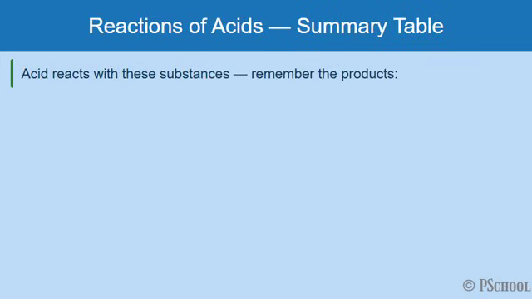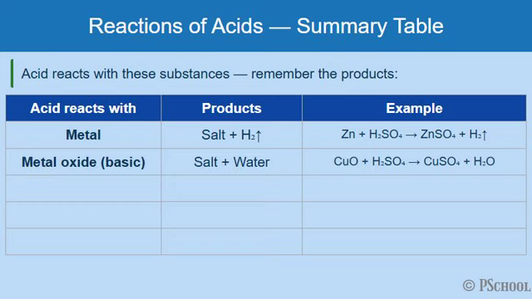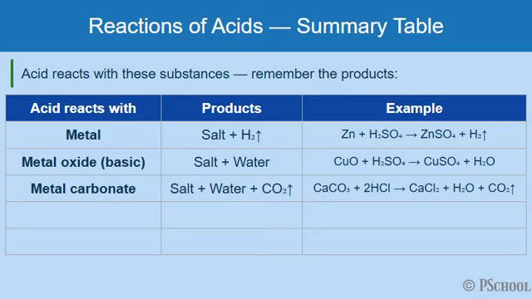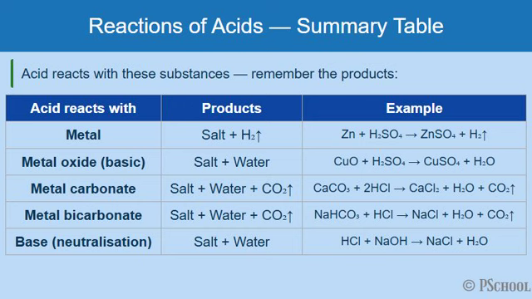Quick reference: acid reactions and their products. Acid plus metal gives salt plus hydrogen. Acid plus metal oxide gives salt plus water. Acid plus metal carbonate gives salt plus water plus carbon dioxide. Acid plus metal bicarbonate also gives salt plus water plus carbon dioxide. Acid plus base, neutralization, gives salt plus water.